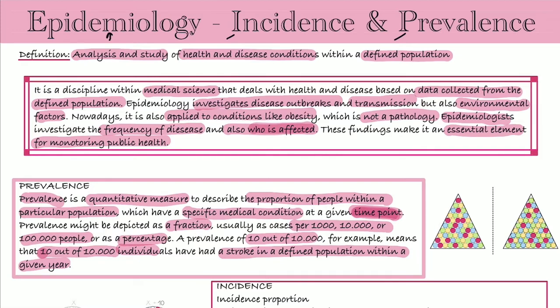And if you take a look at the two drawings, you see, and this is important, that populations may vary. On the left side, we see more red dots, so more, let's say, stroke events, than on the right side.